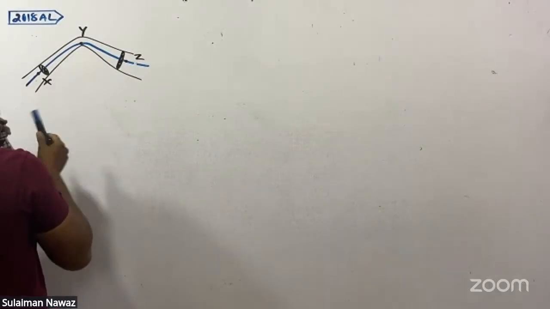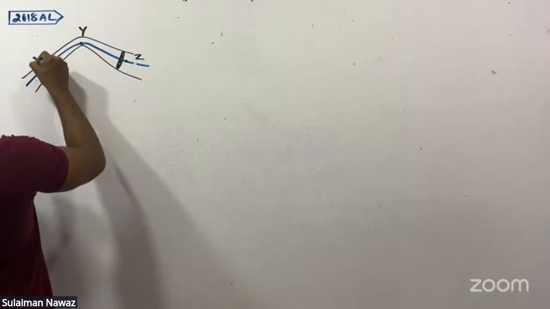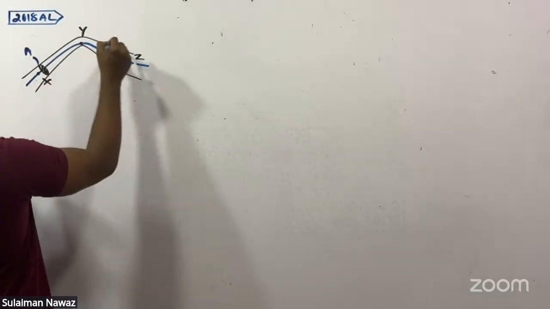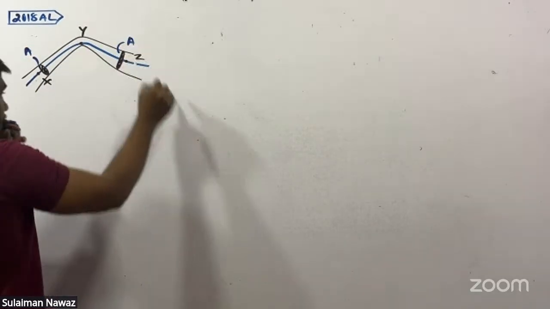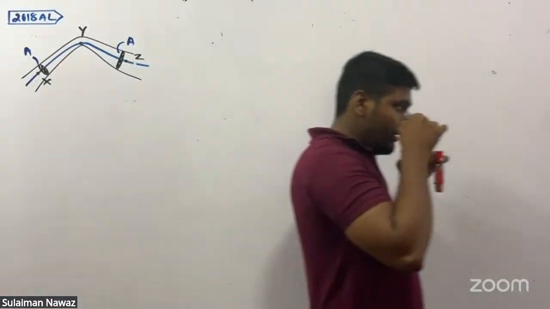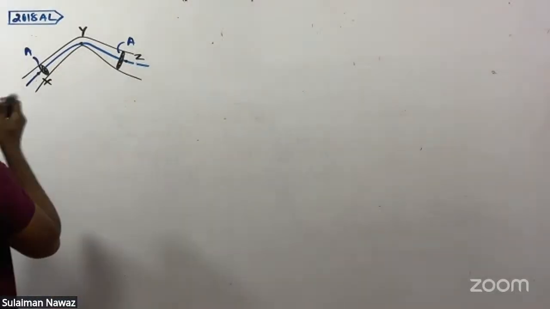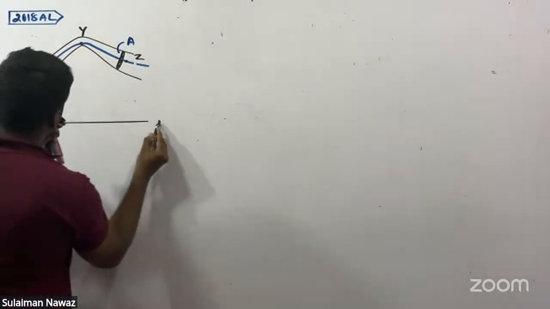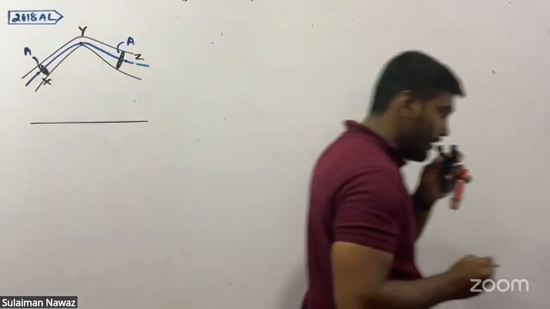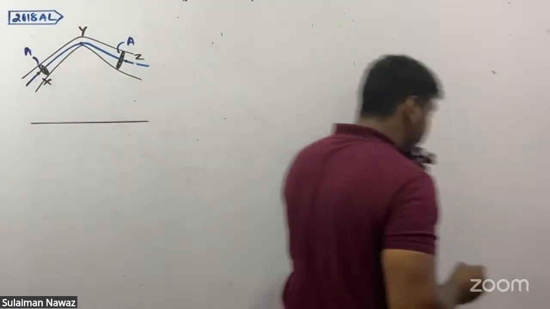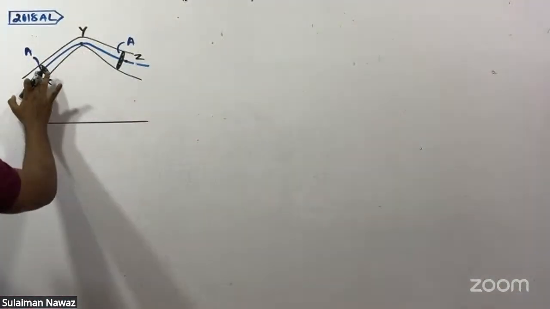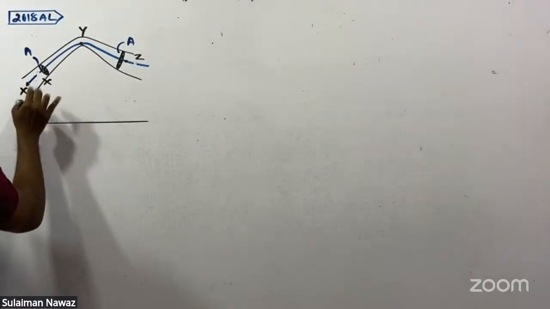Cross-sectional area at point capital X, capital A. Cross-sectional area at point capital Z also capital A. These things are important, right? Then, vertical cross-section. Here is my ground level. I want to properly mark the location of X and Z, because it's a problem. Here is my X.